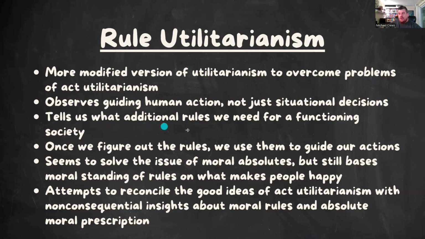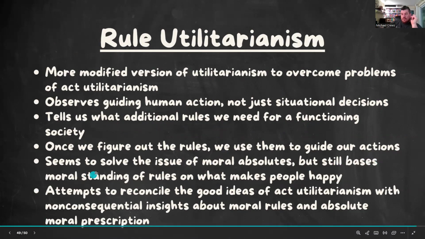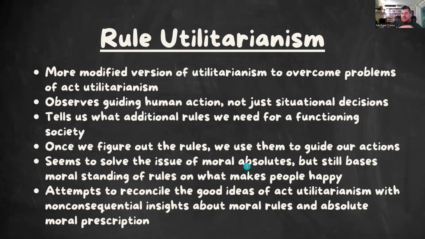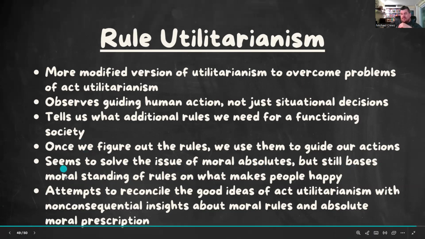You want to tell us what additional rules we need for a functioning society. We're trying to create rules that, if everybody followed them, we would have a happy, good society, right? Once we figure out the rules, we use them to guide our actions. People like rule utilitarianism because it seems to solve the issue of moral absolutes, but still bases the moral standing of rules on what makes people happy.